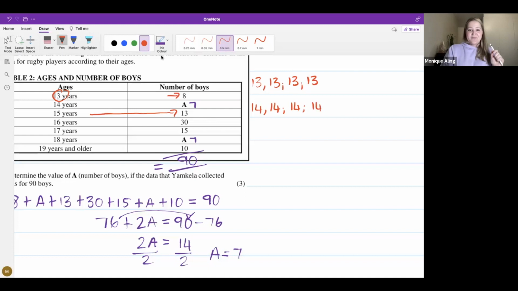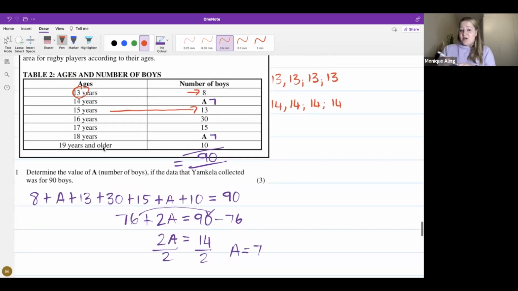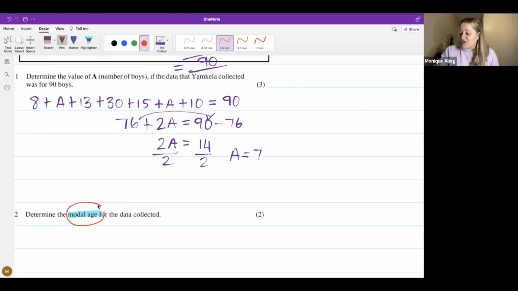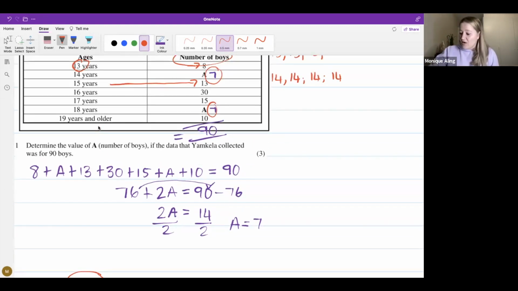16. Okay. So if they're asking what is the modal number of boys, then our answer would be 7. But the question asks for the modal age. Which age do we see the most of? Which is indeed 16, because there are 30 16-year-olds. So if we had to rewrite this data, we would see 30 16s listed.